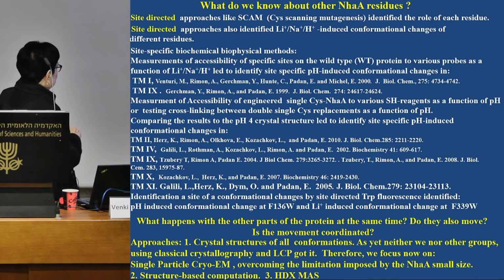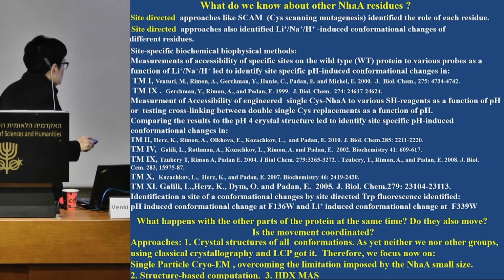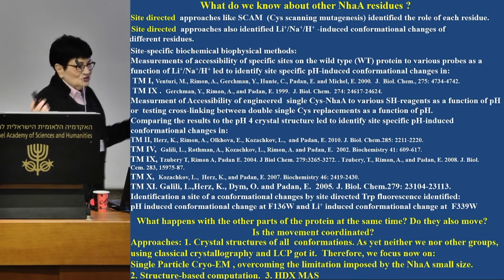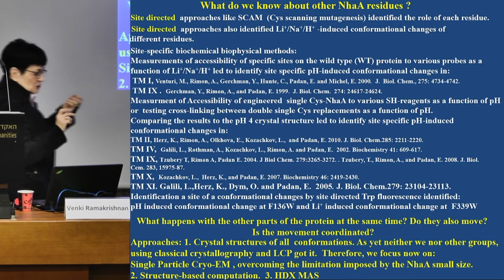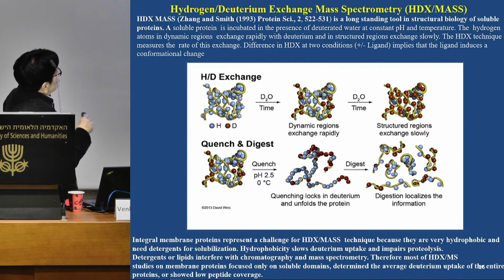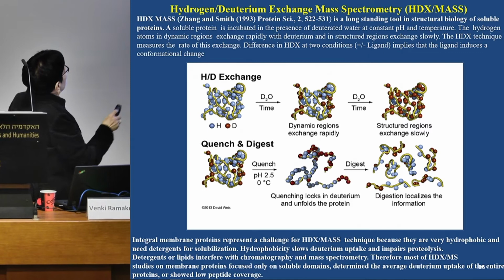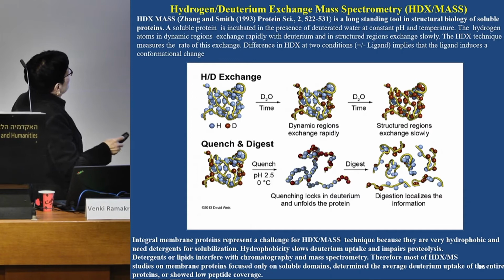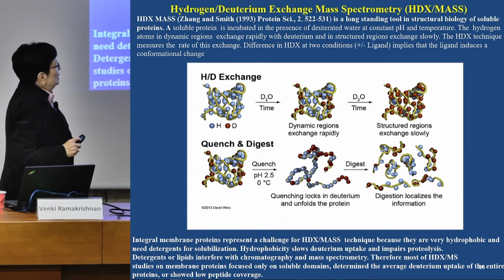But what are the other approaches that I mentioned? Obviously, structure-based computation and HDX mass spec. And HDX mass spec has not been mentioned in this conference up to now. And I think it's a very potent technique to see how these nanomachines work. And obviously, I don't need to tell this audience what HDX mass spec is. What we did, we took purified NhaA, we put it in deuterium for different time periods, and then obviously you quench, you digest with trypsin in this case, and you do chromatography and you get the peptides, and you do mass spectroscopy.